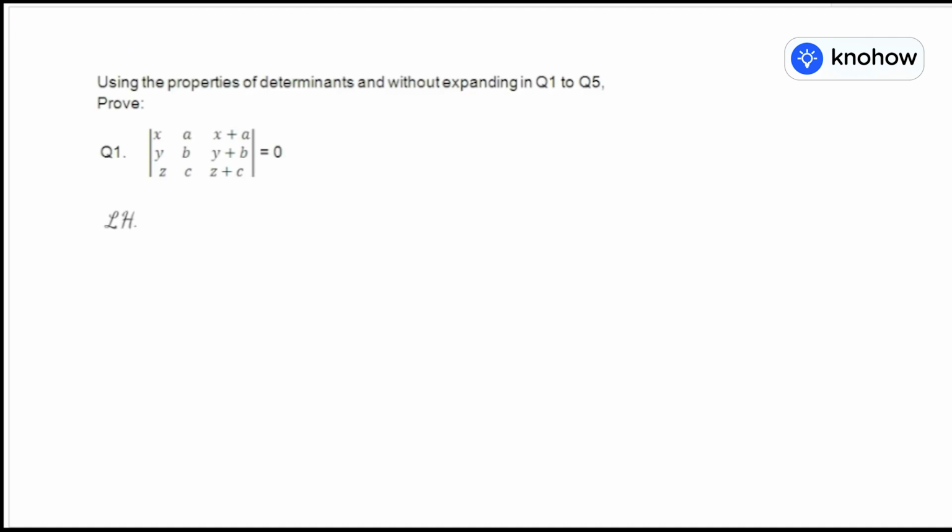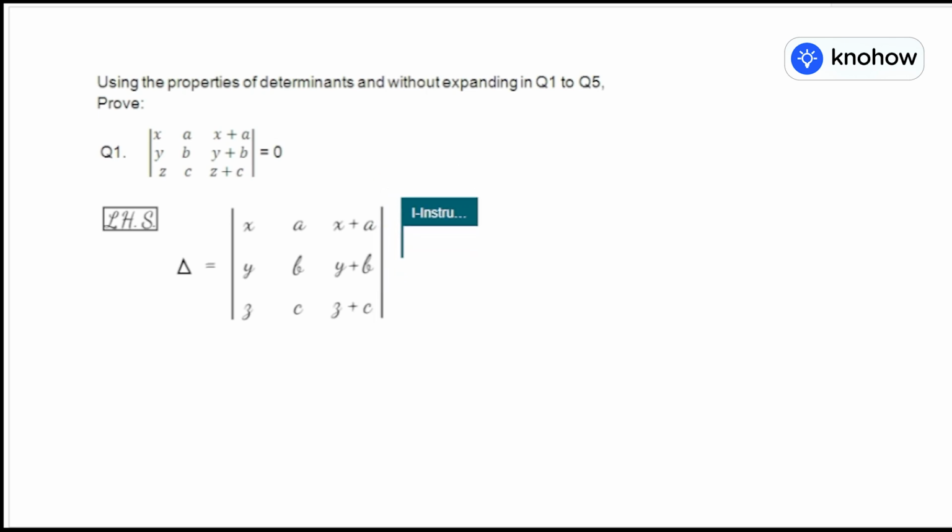What if you add C1 and C2? You get x plus a, y plus b, z plus c, which is the same as column 3. So here I say that we apply, because it is a question of proof, take the left hand side determinant. The elements of the first column are x, y, z, that of the second column a, b, c, and x plus a, y plus b, and z plus c the third column. And we have to prove it equal to 0.